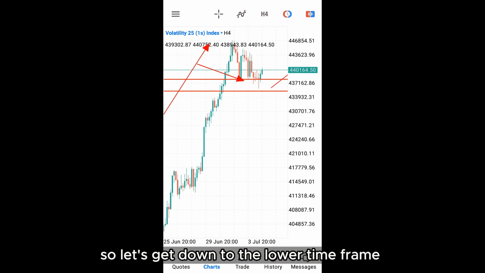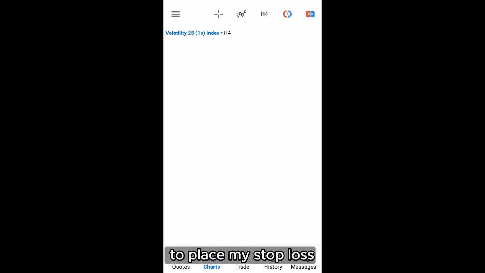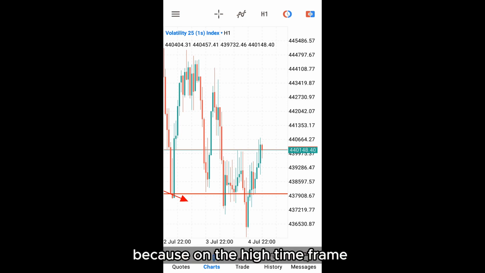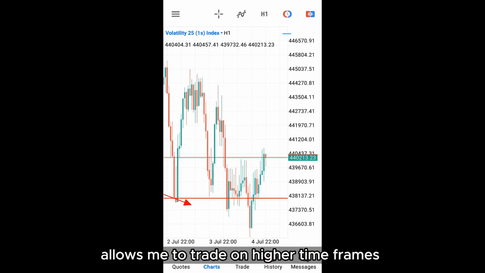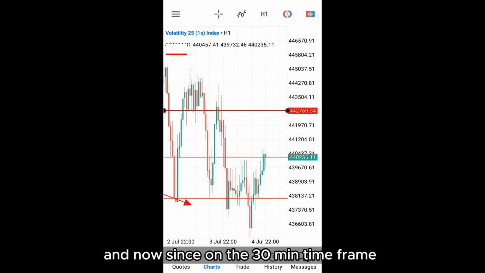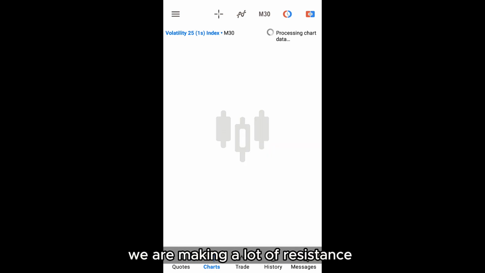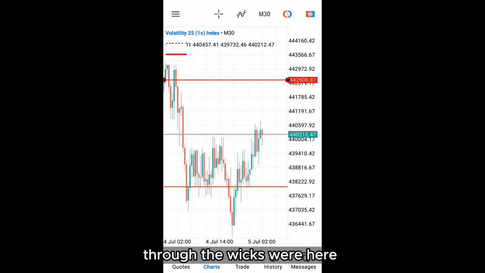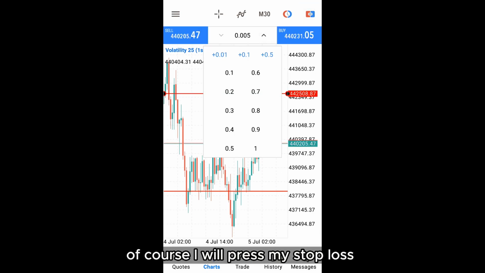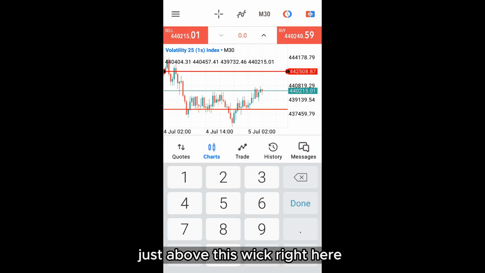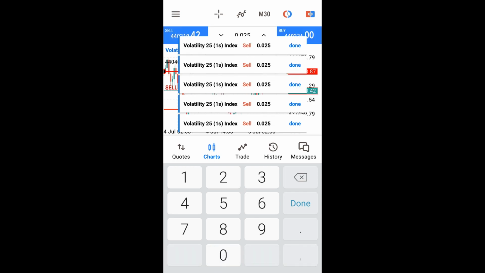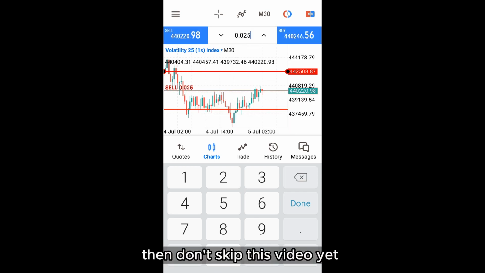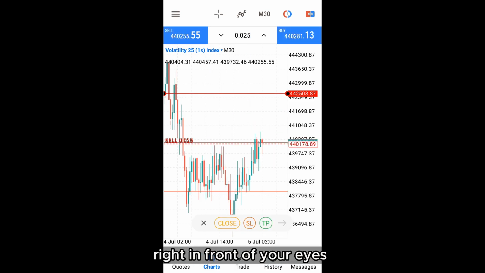So let's get down to the lower time frame to find an appropriate price to place my stop loss for this trade, because the higher time frame already provided me with all the confluences and my capital allows me to trade on higher time frames. And now since on the 3-minute time frame I see that the Doji candlesticks were making a lot of resistance through the wicks right here, and since trading is of course a probability game, and since I'm good at it, of course, I will place my stop loss just above this wick right here and then place my trades as follows. If you want to see how this trade will play out, then don't skip this video yet and wait for it to show you right in front of your eyes.